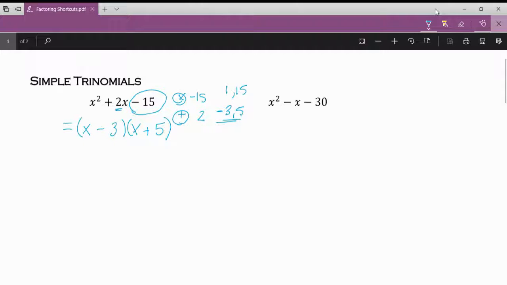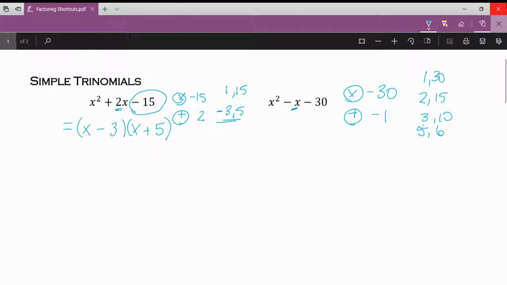So let's take a look at our second example. We're looking for two numbers that multiply to negative 30 and add to negative 1. And I should say here that there's no coefficient out in front of that x, so you can assume that it's a 1. Then we should write down all the numbers that multiply to 30. So we have 1 and 30, 2 and 15, 3 and 10, 4 doesn't work, but 5 and 6 work. So 5 and 6.